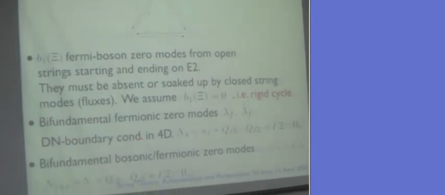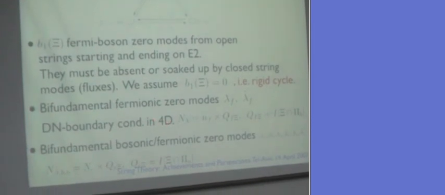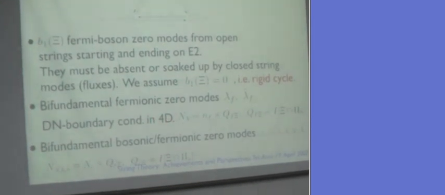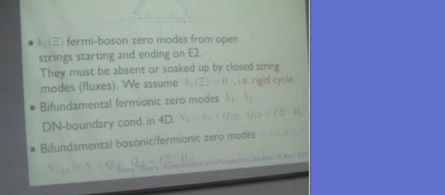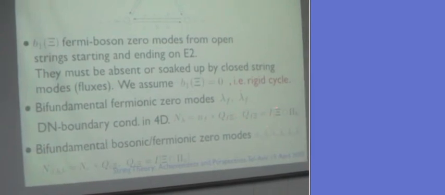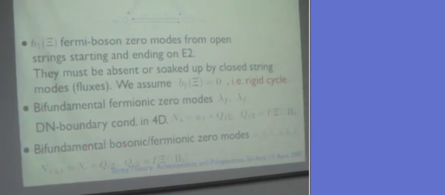We have the bifundamental fermionic zero modes lambda and lambda f, and again they have now Dirichlet-Neumann boundary conditions in 4 dimensions, and this in particular means that there are no physical fields, and again the number of them is given by a certain intersection number. And finally we have also the bifundamental bosonic fermionic zero modes in the color sector.